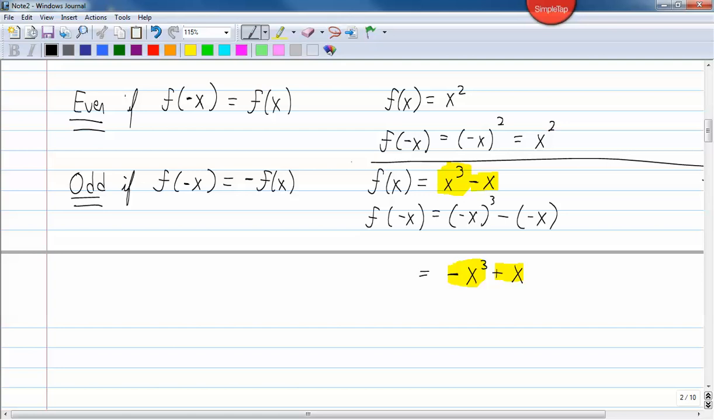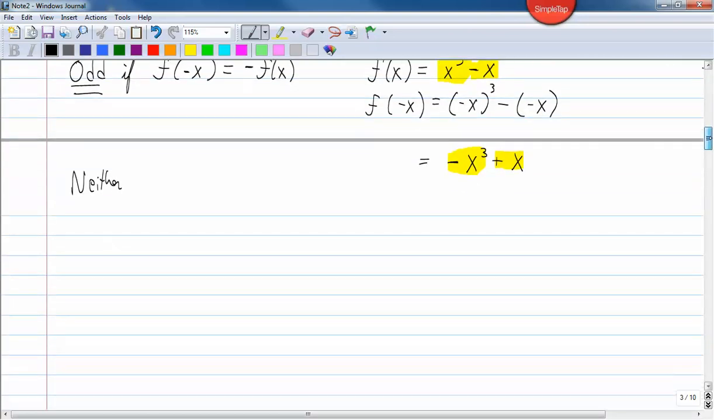Now, every function doesn't have to be even or odd. It could be neither. It's just we don't call it even, we don't call it odd. It's just neither. That would happen if a combination of these two things happen. Some of the terms are the same, some of the terms are different.